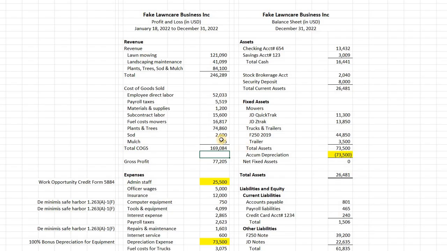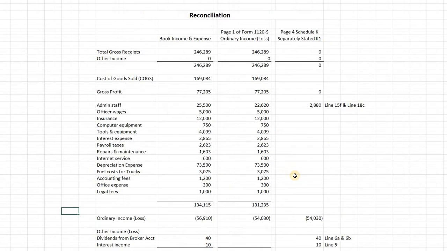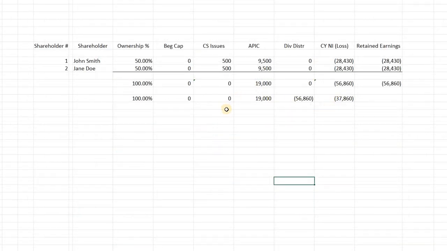And then of course we do have a set of financial statements for the company. So a profit and loss statement, balance sheet for the company. We do have a book tax reconciliation that we'll go through to highlight some of the different separately stated items and the book tax adjustments. And then just a very simple shareholder cap table or capitalization table that shows the amount of common stock and APIC issued during the year, and then the allocation of net loss to the company.